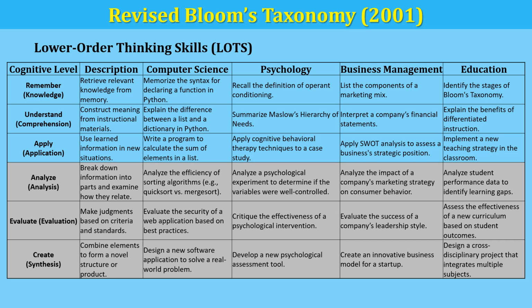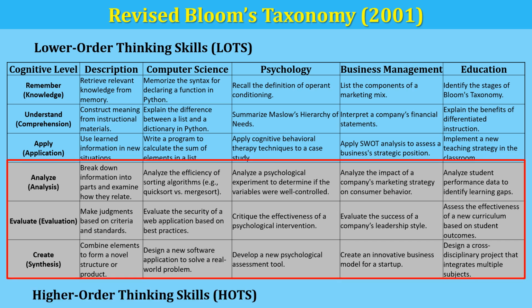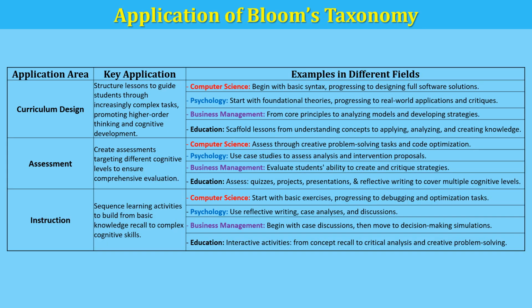Revise Bloom's taxonomy 2001. The first three are lower order thinking skills, LOTS, and in the table, the red color borders have higher order thinking skills, HOTS. It's all about LOTS and HOTS. Applications of Bloom's taxonomy are in three areas: curriculum design, assessment, and instruction.